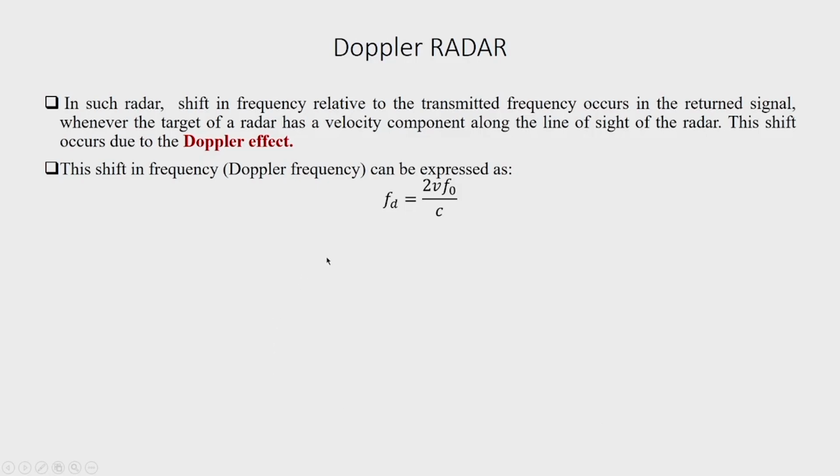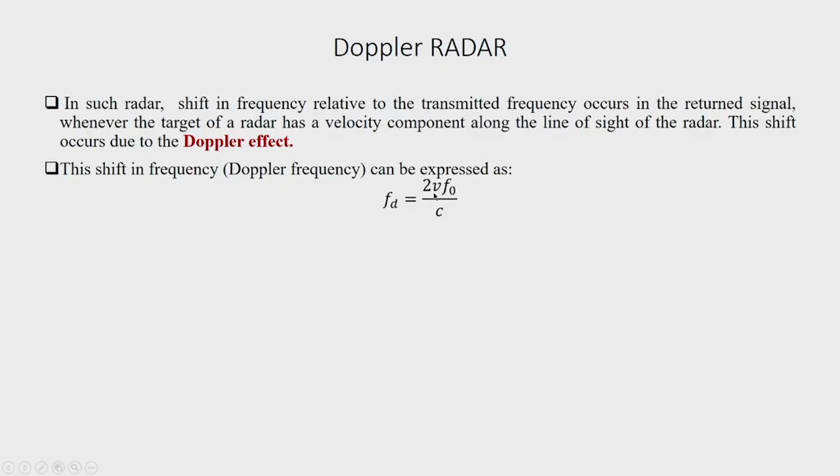Now, the shift in frequency for a radar can be expressed as Fd is equal to 2 V F naught by C. So, we see that the Doppler shift produced depends on two parameters. One is the velocity V of the target and also the operating frequency F naught. For a given operating frequency, a higher velocity will produce larger Doppler shift. Similarly, for the same target velocity, if we are operating the radar at a higher frequency, we will have higher Doppler shift.